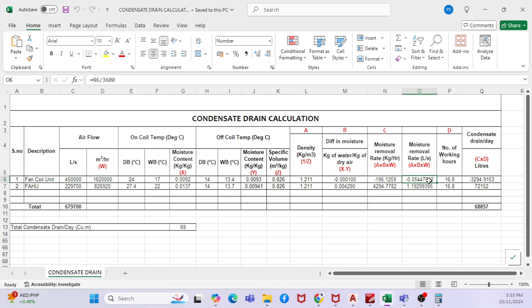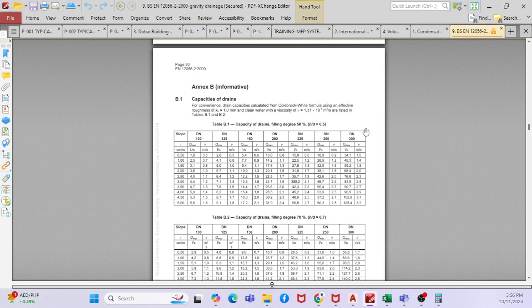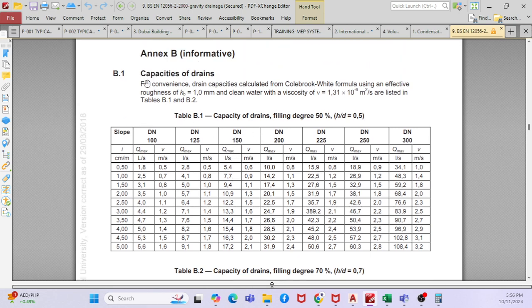So this is my flow rate. When you see this particular flow rate, it is very small. Say for example, if I go to one of the standards, can you see the velocity? How much velocity is applicable in the drainage system? Capacity of drains, what is the velocity? Normally we can go like 0.5 meter per second when you have a slope of 0.5 centimeter per meter, and if you have a slope of 5 centimeter per meter, you can go up to 1.6 meter per second. So this is the velocity of the drain pipe.